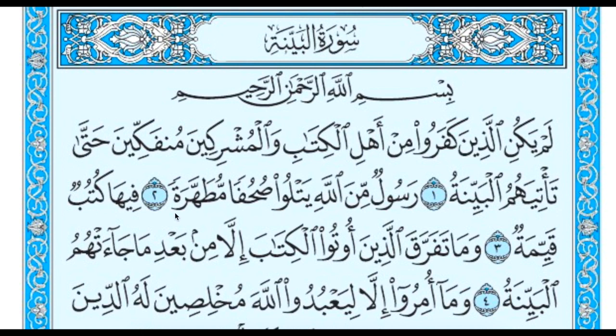يتلو صحفا مطهرة. So therefore, what is the clear evidence? It is the Prophet, the Messenger, and the book. Yatlu, he recites. Ya, ta, lam, waw. Alif, silent alif, not pronounced. Sukoon.